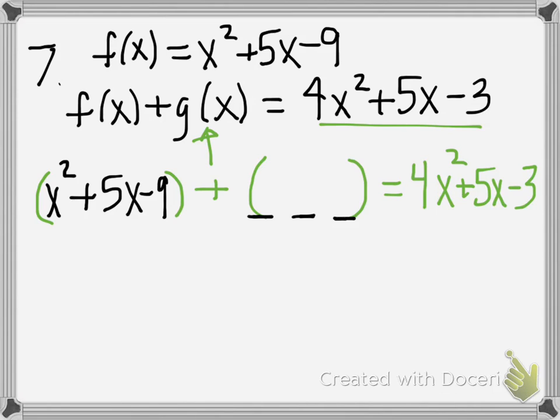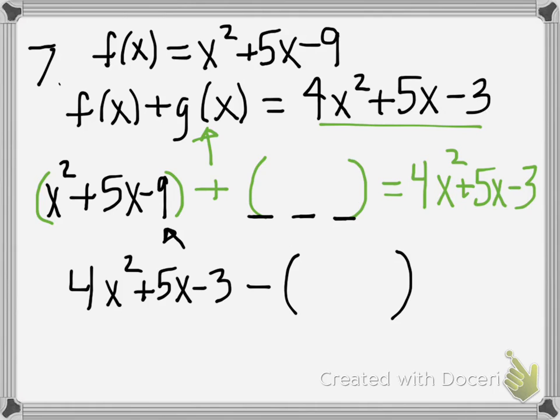Or a mathematical way to do this besides guess and check is to take the total, which is 4x squared plus 5x minus 3, and then subtract from it what you're already given, and make sure when you subtract you put it in parentheses, because whenever you subtract you have to apply the distributive property. If you subtract that, you will get the missing polynomial. So we'll do both methods here.